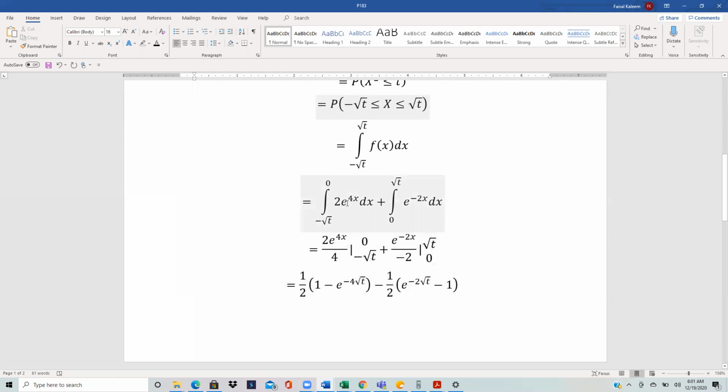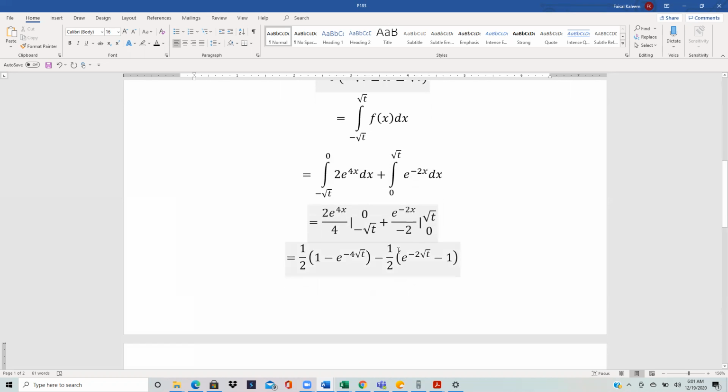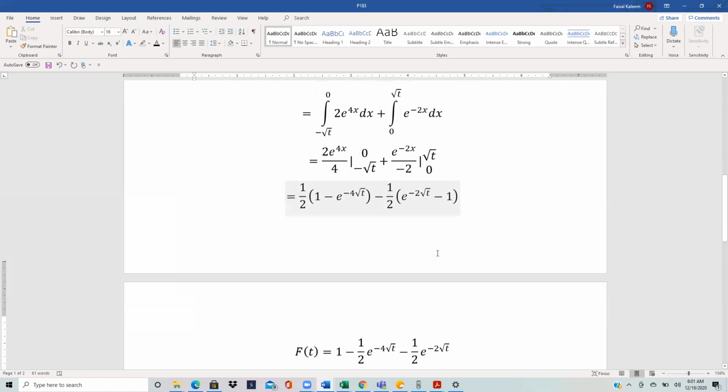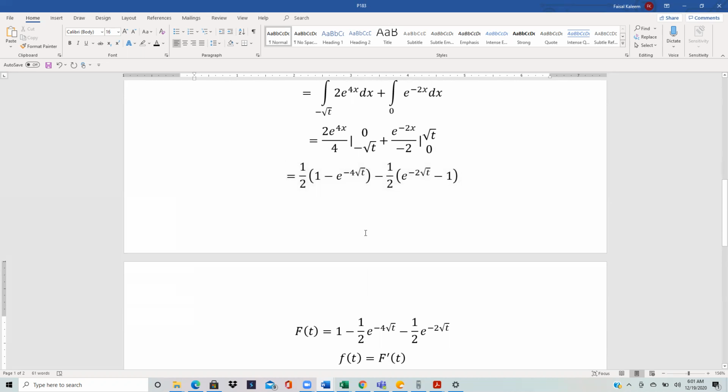So the integral of e^(ax) is e^(ax)/a. So this is 2e^(4x)/4, and this is e^(-2x)/(-2). And then we substitute the limits. 2 over 4 is a half. e^0 is 1 minus e^(-4 square root t) when you substitute negative square root t for x. Similarly here, this is a negative half constant. And then the upper limit is square root t, so it'll be e^(-2 square root t), and the lower limit is 0, e^0 is 1. So this is a half. When you distribute it, this is a half, and this will also be a negative half times negative 1, so positive half, so half plus half is 1.